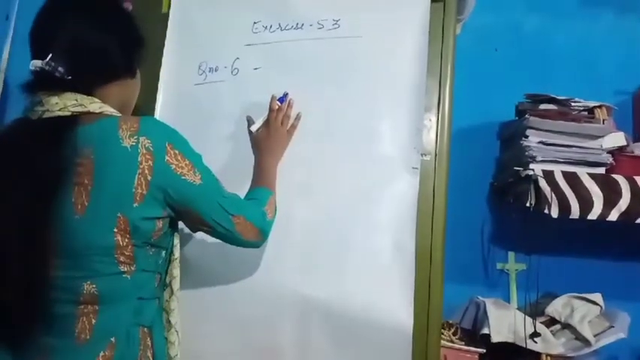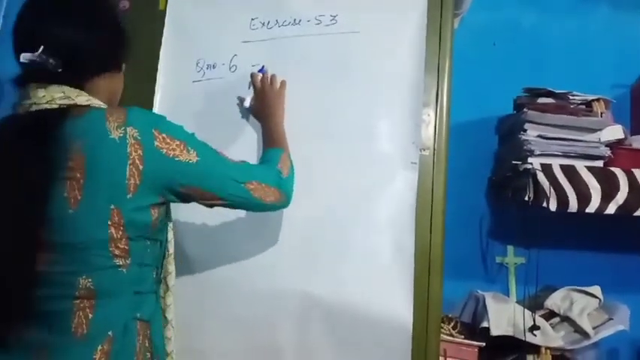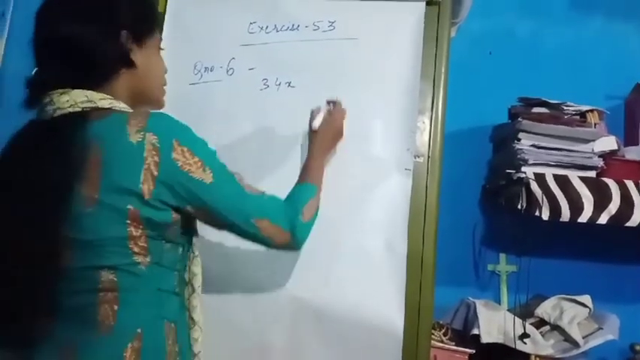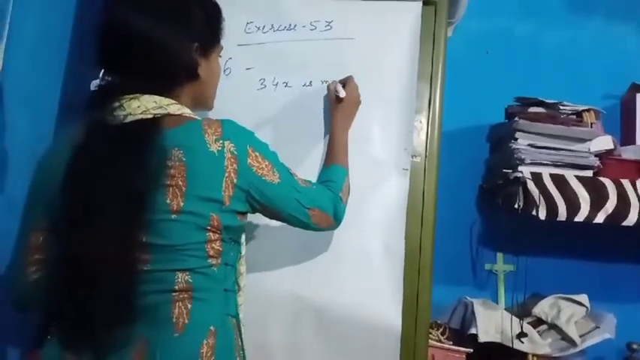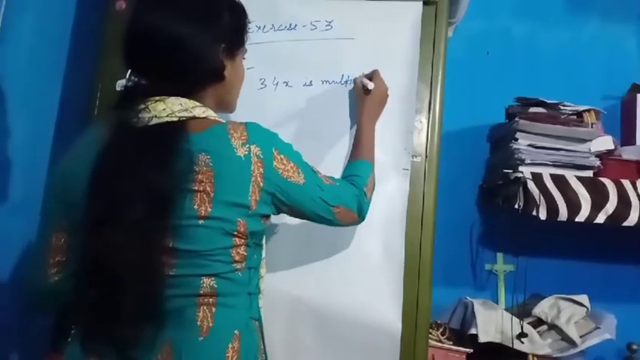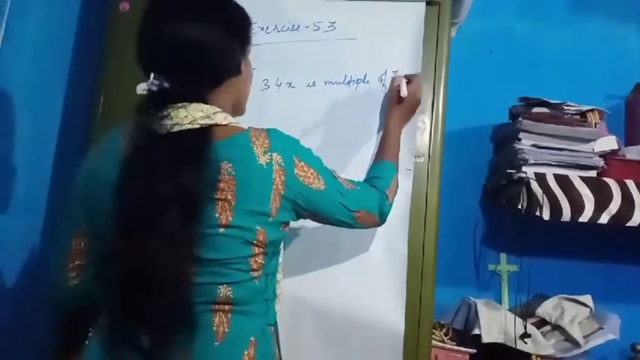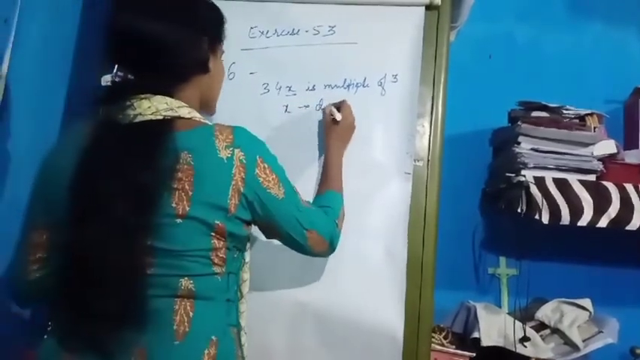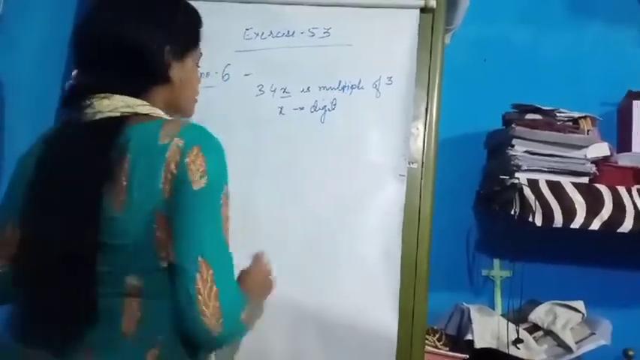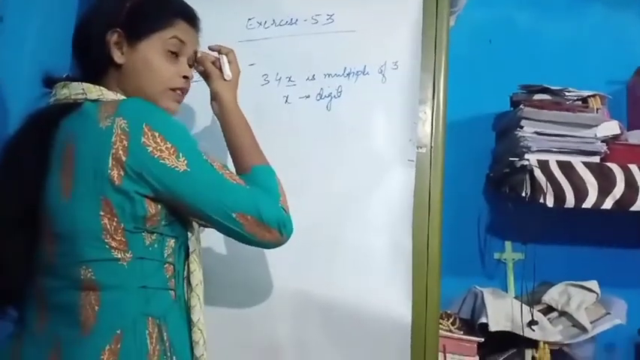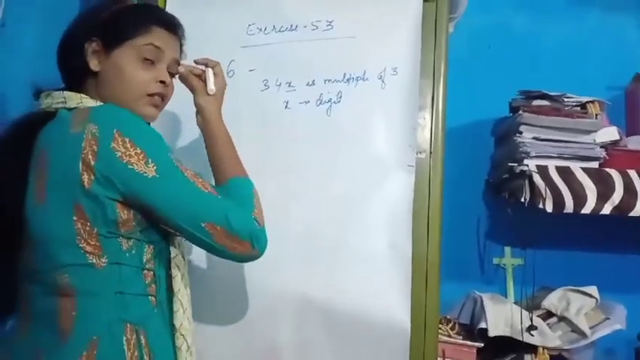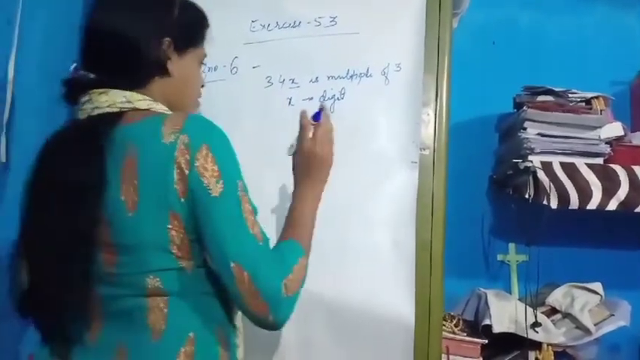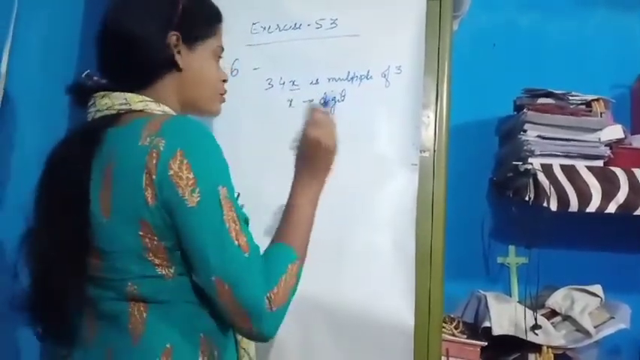Now we are going to solve question number 6. What is the question? If 34x is a multiple of 3, where x is a digit. We have read the rule that each letter replaces one digit, right? Just one digit. Each letter replaces just one digit.